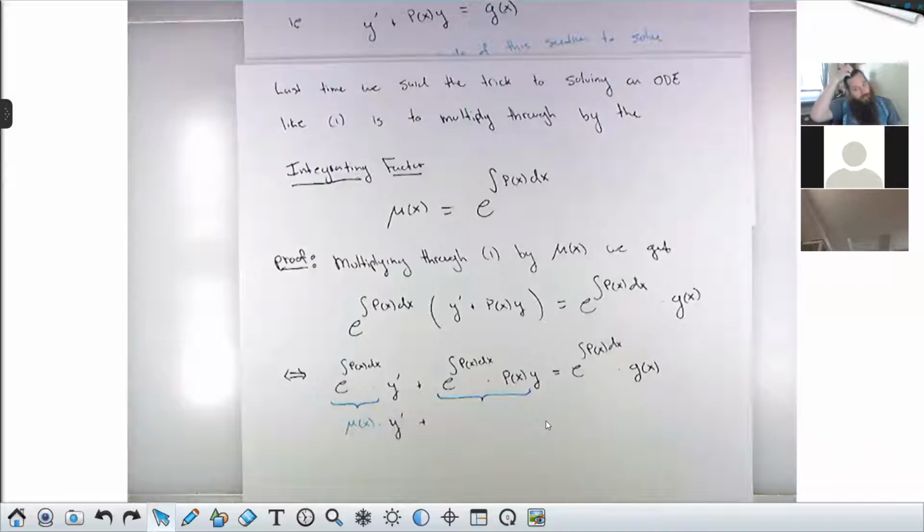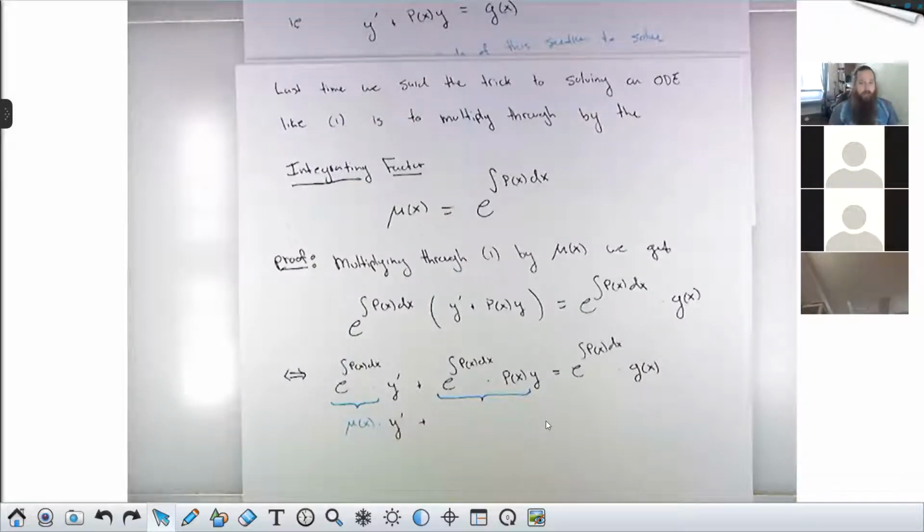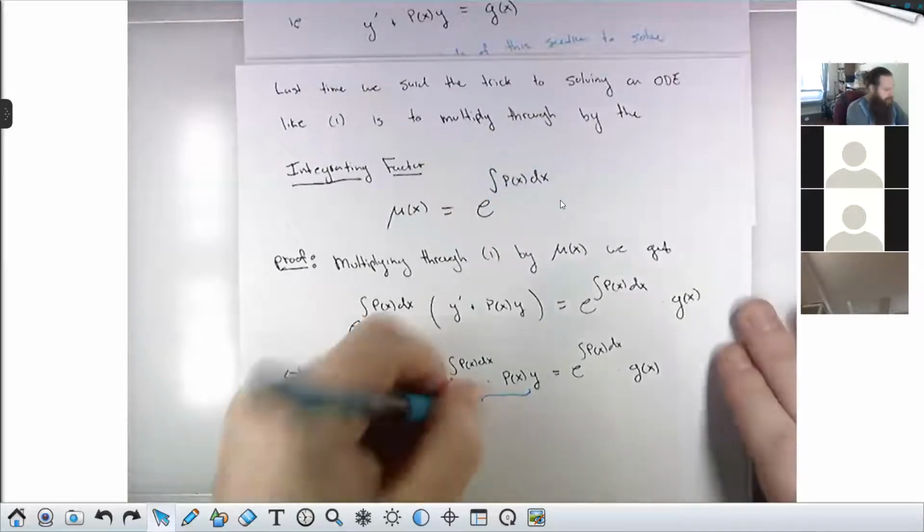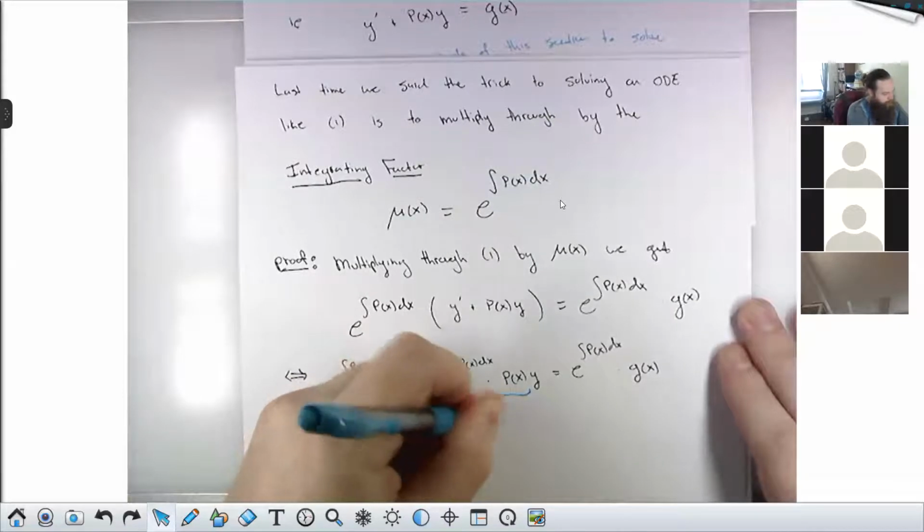Think chain rule. The derivative of mu of x? Yes, it is. Did everybody hear what Maxwell just said? If you differentiate mu of x using the chain rule and the fundamental theorem of calculus, you want to differentiate e raised to some stuff. Well, of course, you're going to get e raised to that stuff back, but then you also need to multiply by the derivative of the inside. Well, what's the derivative of the integral of p of x dx? The derivative of the integral of p of x dx is just p of x by the fundamental theorem of calculus. So this piece right here is mu primed of x.